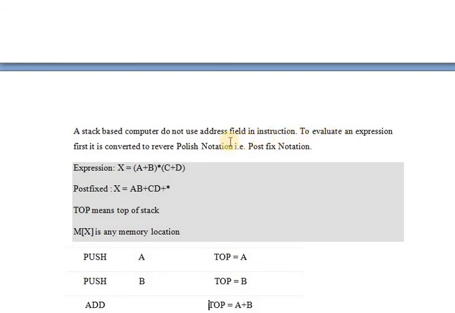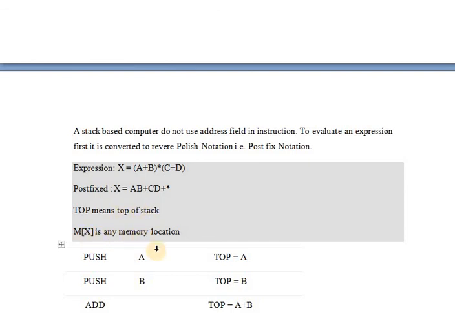To evaluate an expression, first it is converted to reverse Polish notation, that is postfix notation. Reverse Polish means postfix. Already you have seen this in data structures, where you convert infix to postfix, postfix to infix, prefix to infix or postfix. So this is the given infix expression, and it is converted to postfix. Top means top of the stack. M of x is a memory location.